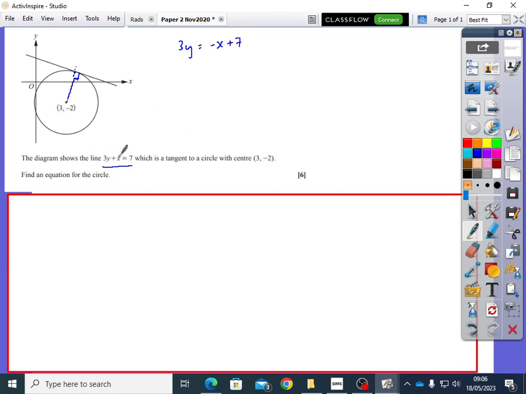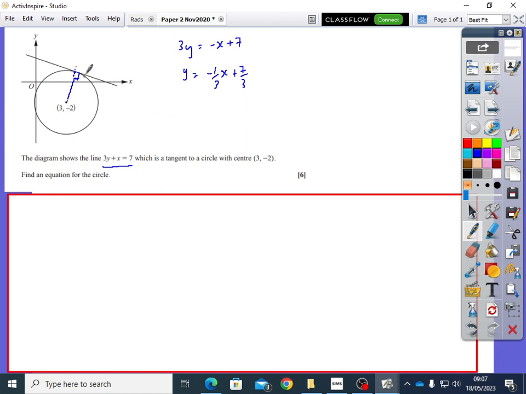So I've taken the x to the other side by subtracting it, and if I divide everything by 3, I get y equals minus 1/3 of x plus 7 over 3. So that's the equation of this line. The reason why I've done that is because I know now that the gradient of this line is minus 1/3, and I want the gradient of this radius.